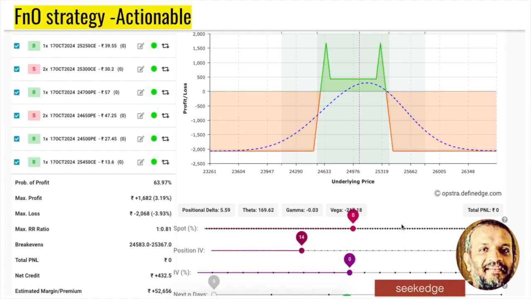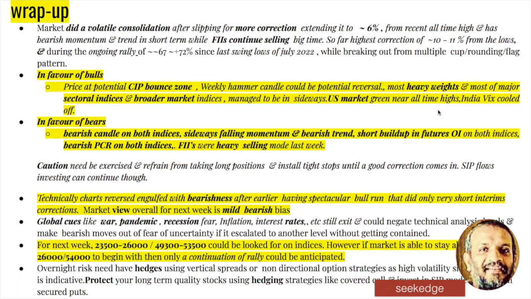Risk defined strategy in the weekly Nifty options, right? Batman strategy, that's what it is. Let's just try to wrap it up.